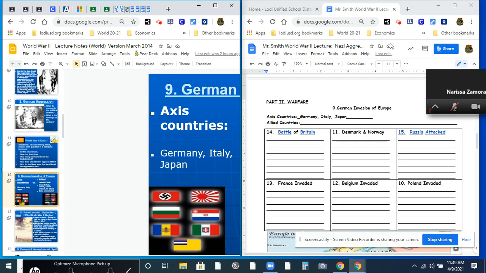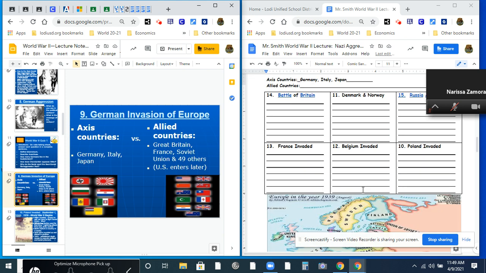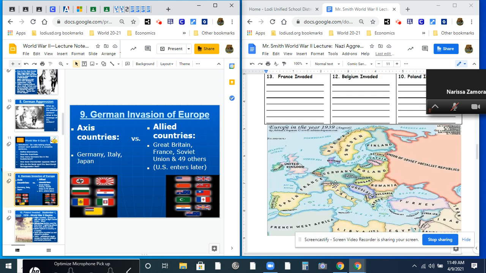They call them the Axis countries because of their location. They run down the center of Europe, Germany and Italy. And then Japan thought it was the center of Asia. So because they're in the center, they call them the Axis, because things spin on their axis. That's the middle point. Like when you spin a ball on your finger, the axis would be the middle point.